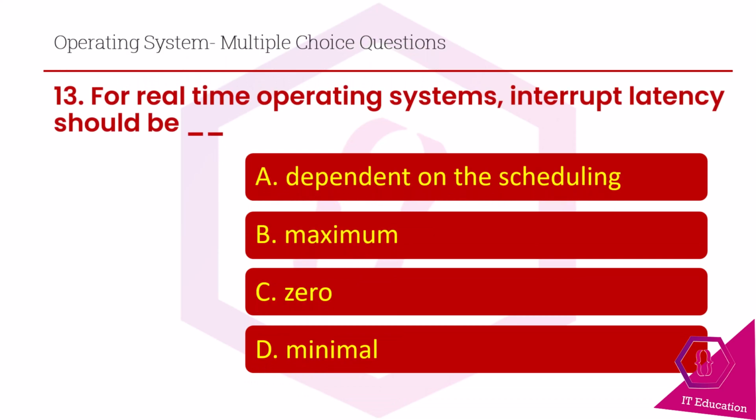The next question is for real-time operating systems, interrupt latency should be. The operating system is a real-time operating system. So the options are option A, dependent on the scheduling, option B maximum, option C 0, and the last option is minimal. Here we have the question about interrupt latency. That should be option D, minimal.